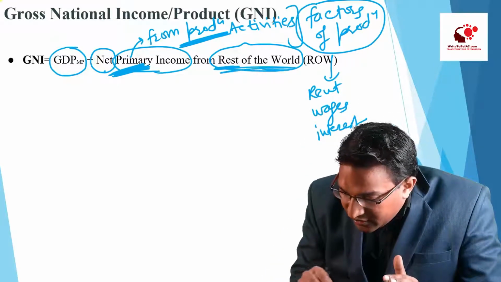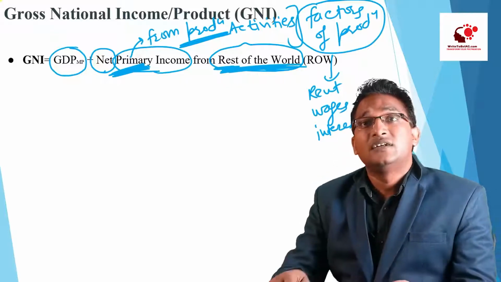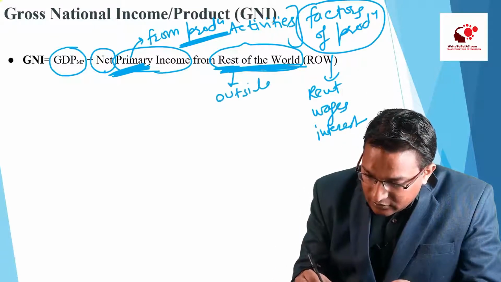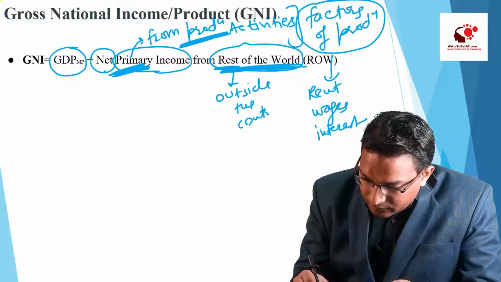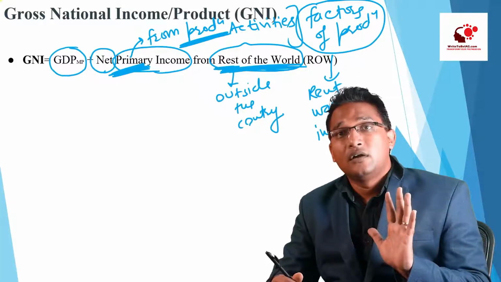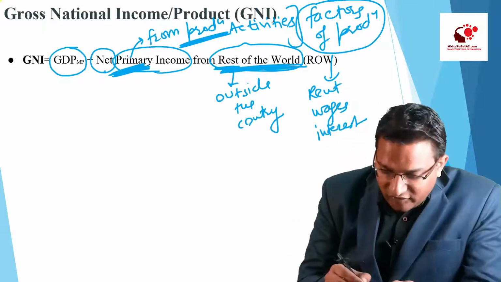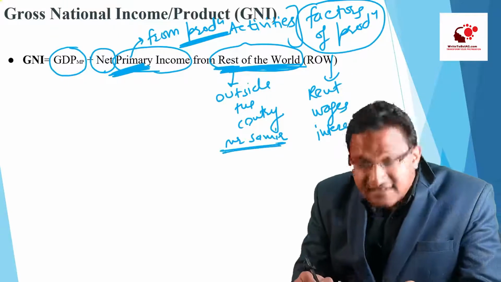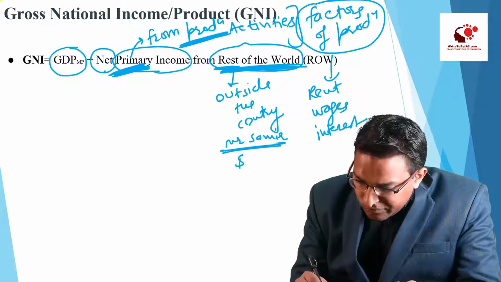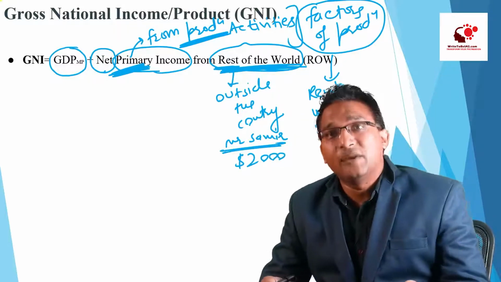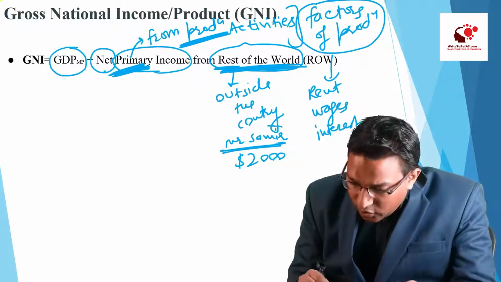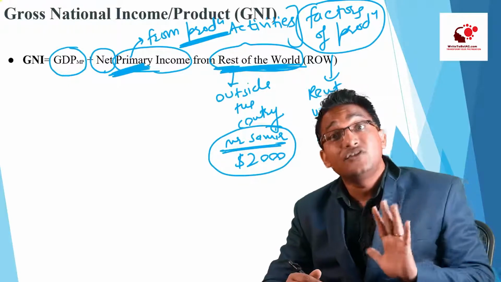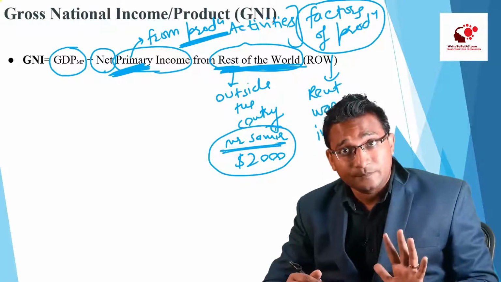From rest of the world, right? So, rest of the world basically means outside the country. So, for example, Mr. Samir. So, Mr. Samir is working in USA as an IT guy, and he is earning $2,000 on a per week basis, right? So, this $2,000 will be included in the GNP. However, it will not be included in the GDP. I hope you are very much clear.